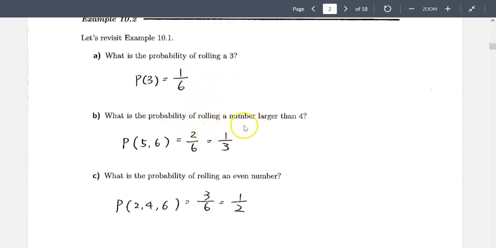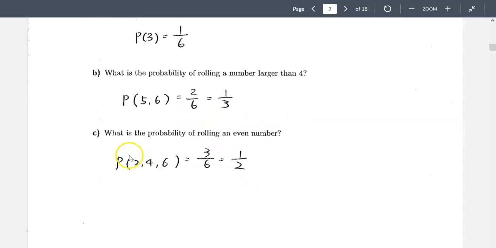What's the probability of rolling a number larger than 4? Now, how many numbers are larger than 4? 5 and 6, 2 numbers, right? So 2 out of 6, which reduces to 1/3. What's the probability of rolling an even number? The even numbers you can roll are 2, 4, and 6. There are 3 numbers, so it's 3 out of 6 total numbers. So the answer is 1/2.